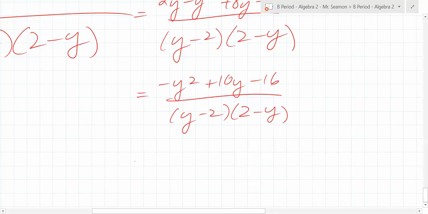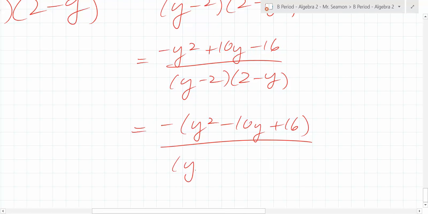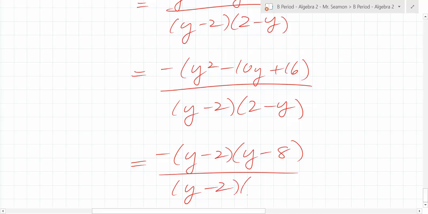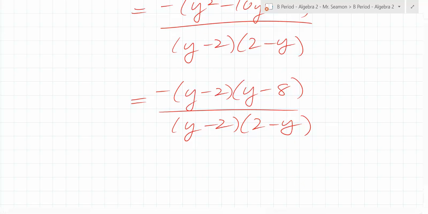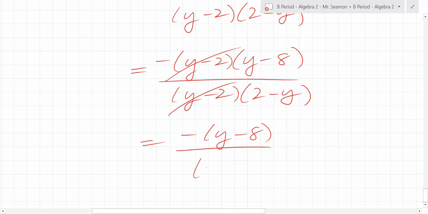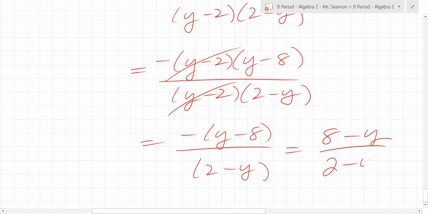And then maybe you could try factoring the top. I mean, negative y squared minus 10y plus 16 all over y minus 2 times 2 minus y. Does that factor? Yeah, I think it does. Y minus 2 times y minus 8 all over y minus 2 times 2 minus y. Anything cancel? Y minus 2. You end up with negative y minus 8 all over 2 minus y. So what's that going to equal? 8 minus y over 2 minus y. There's your final answer.